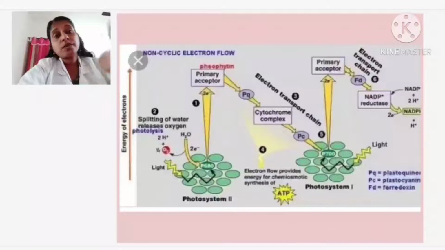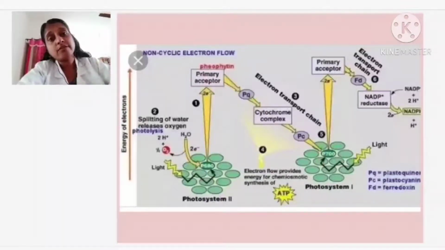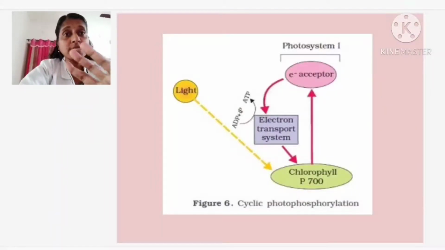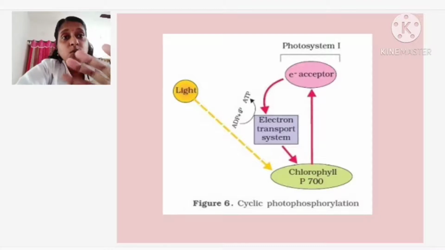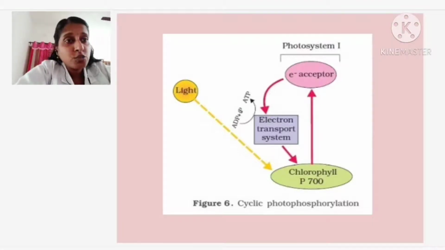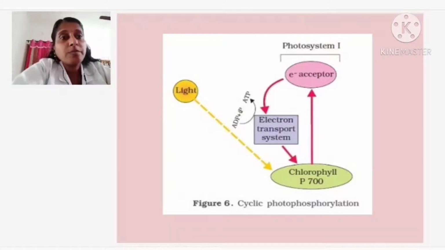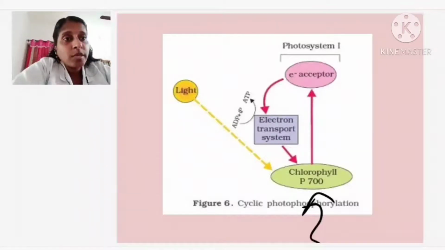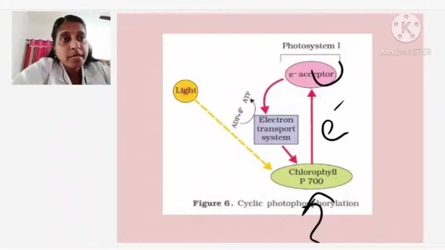Cyclic. Next, what we are going to discuss is cyclic. Listen very carefully. In cyclic, what is happening? Here only pigment system 1 is involved. Light falls, right? After the light falls, the electrons will be released, isn't it? The electrons are accepted by electron acceptor molecules. Thereafter, it has to go like this, isn't it?